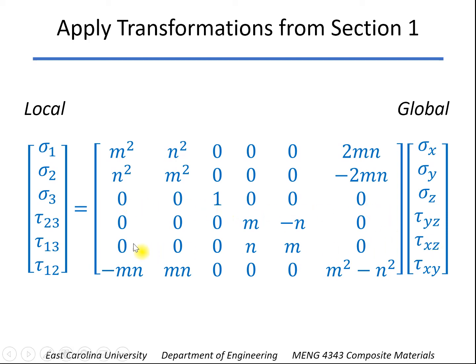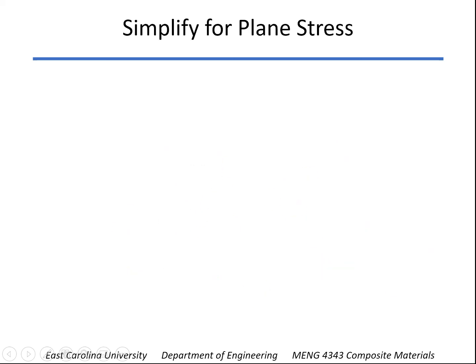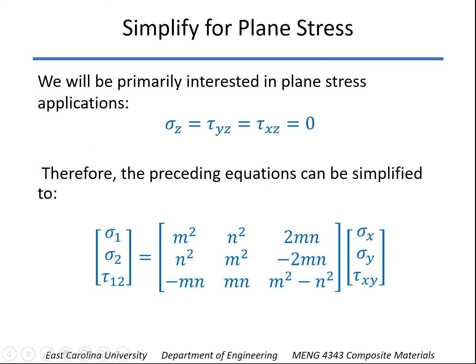That means we can knock out rows 3 to 5 and columns 3 to 5 and end up with a nice 3 by 3 matrix that will transform our in-plane stresses from the global to the local coordinate system. And in shorthand, we're going to say that the stresses local is equal to the T1 matrix times the stresses global. And again, this is the simplification for plane stress.